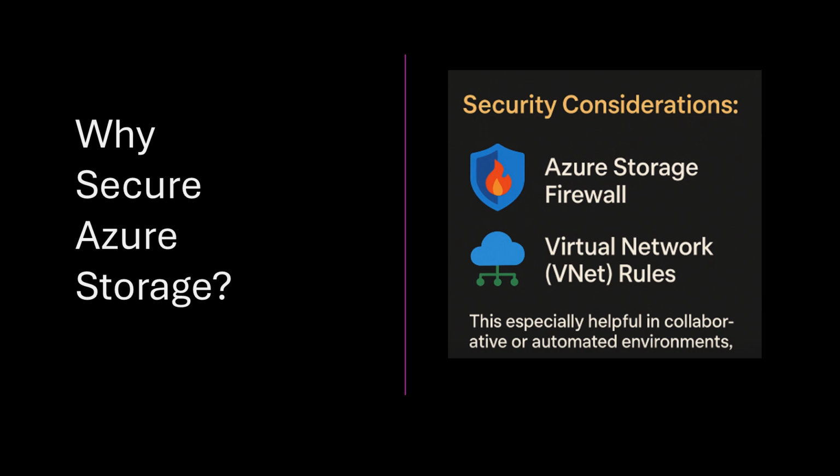With VNet rules, you can limit access to specific subnets within an Azure virtual network. For example, you might want only the backend subnet in your app's VNet to be able to write to blob storage, or only Azure Synapse Analytics in a private VNet to access a data lake container. You can use private endpoints for even more security, mapping the storage account to a private IP address inside the VNet. Let's get on the Azure portal and see this in action.